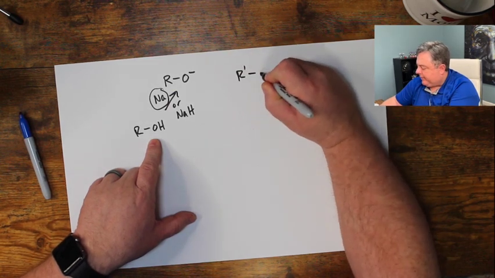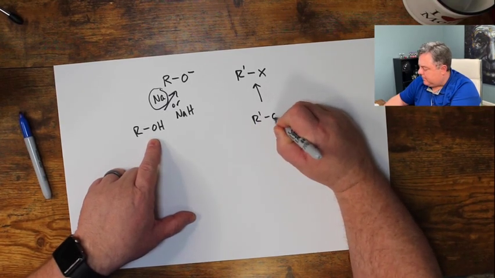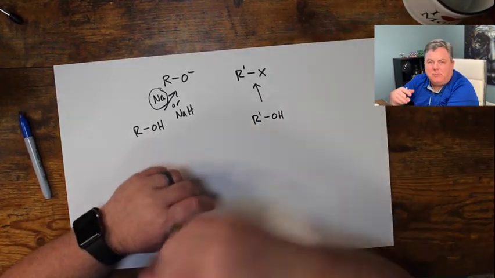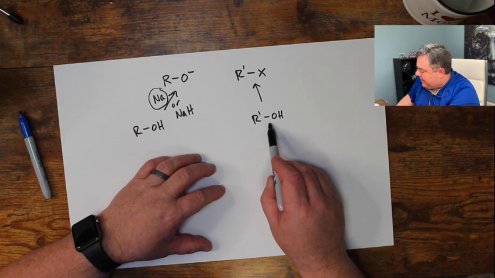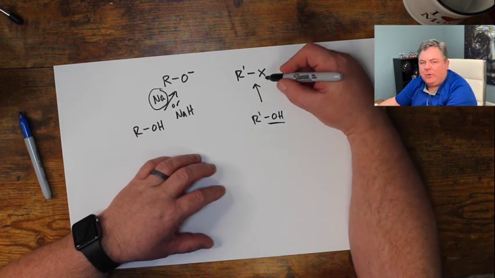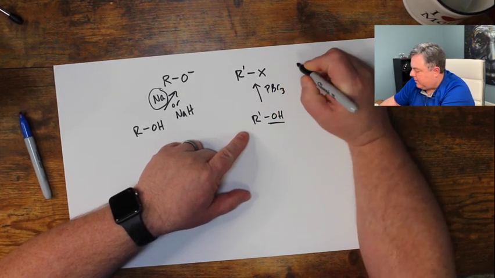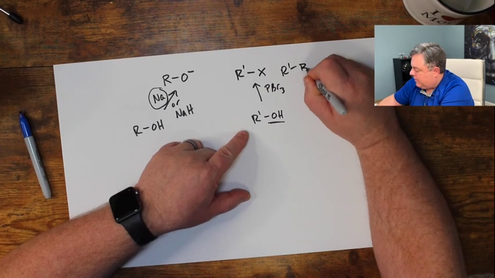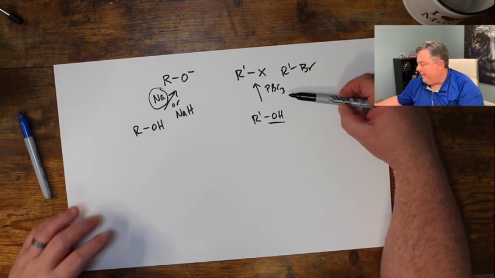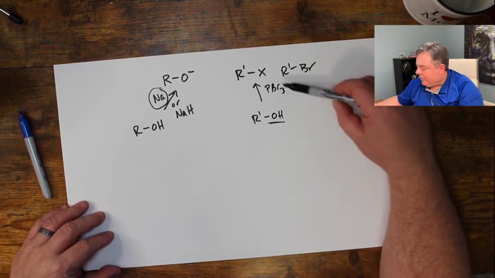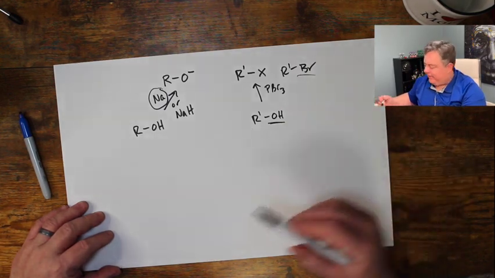And we also need something with a good leaving group. We can make those too from alcohols, and you can go back and look at one of my previous alcohol reaction chapters. We can take an alcohol and turn it into a bromide if it's a primary or secondary alcohol with PBr3. You can use SOCl2 for a chloride, phosphorus and iodine for an iodide, tosyl chloride and pyridine for a tosylate. But you can make a good leaving group out of alcohols pretty easily.